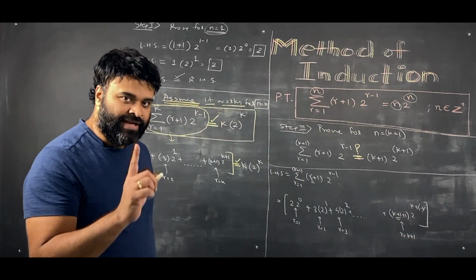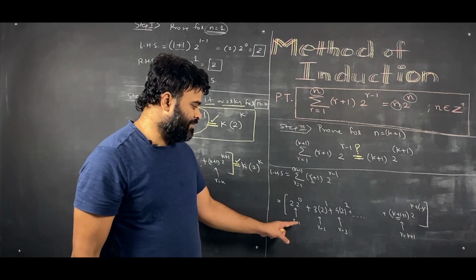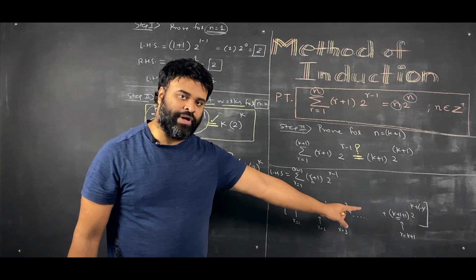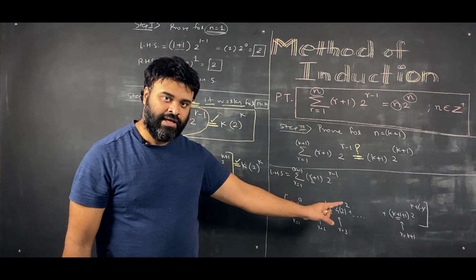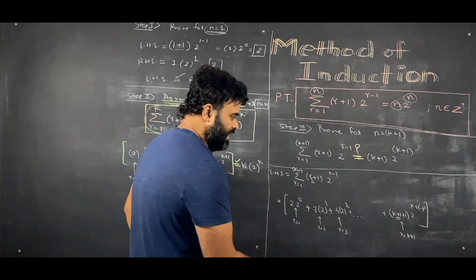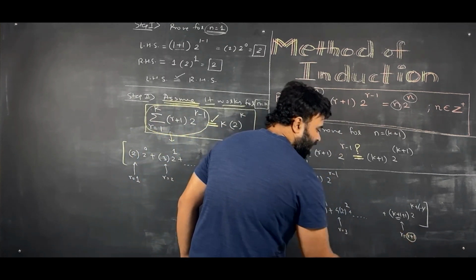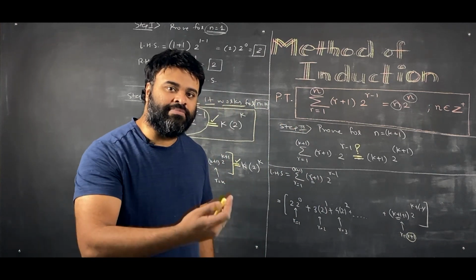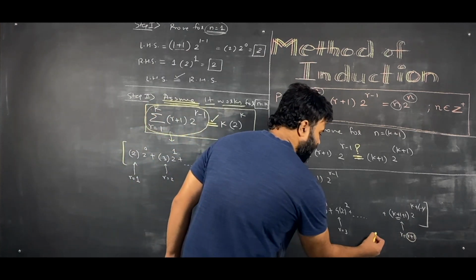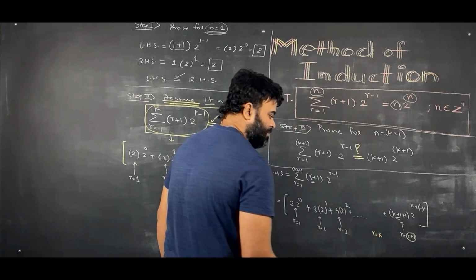Now I want you to be very, very attentive to this. From r is equal to 1, 2, 3, all the way up to k plus 1, I got this expansion. Now, the very important point here is, do you see last is k plus 1? So what will be a term just before that? The term just before that will be r is equal to k.